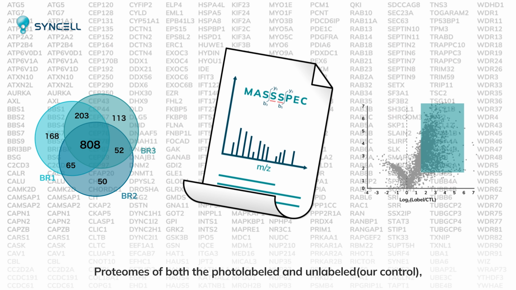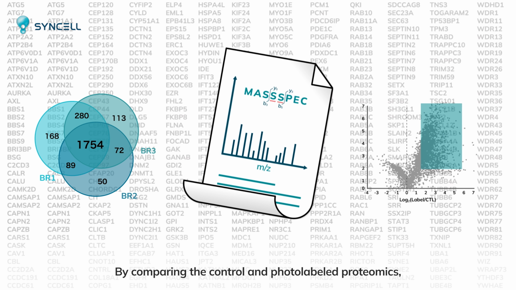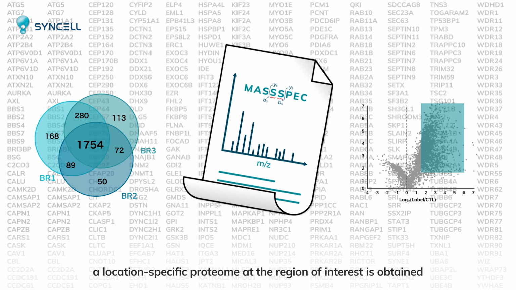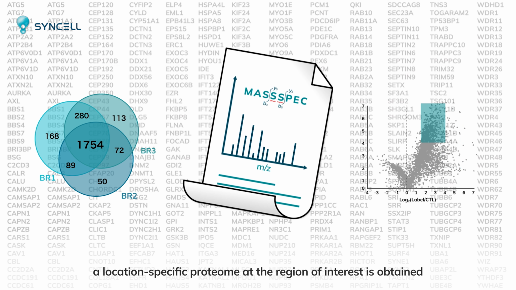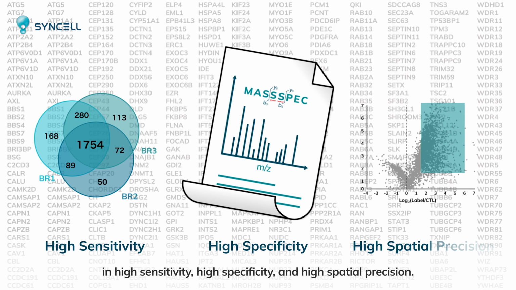Proteomes of both the photolabeled and unlabeled, our control, samples are obtained. By comparing the control and photolabeled proteomes, a location-specific proteome at the region of interest is obtained in high sensitivity, high specificity, and high spatial precision.